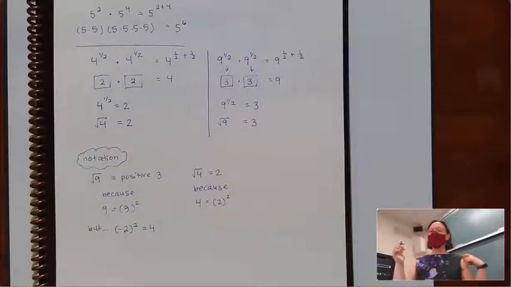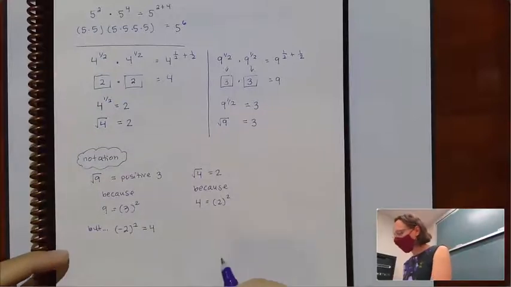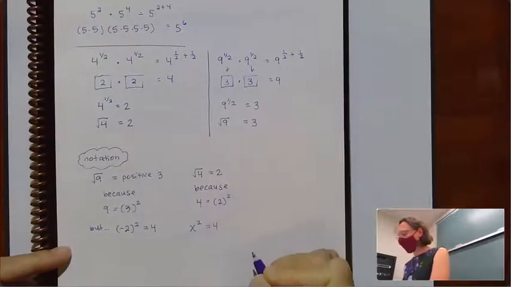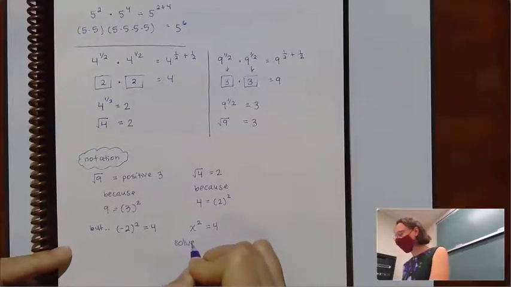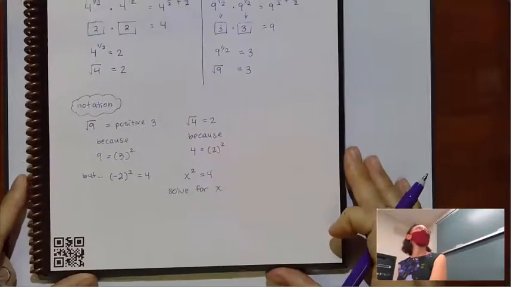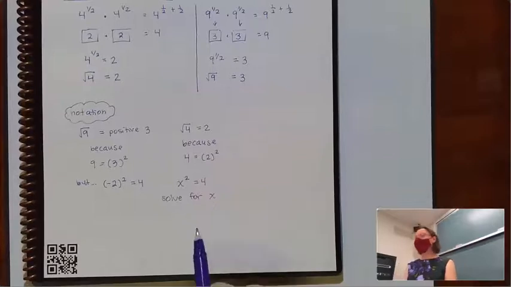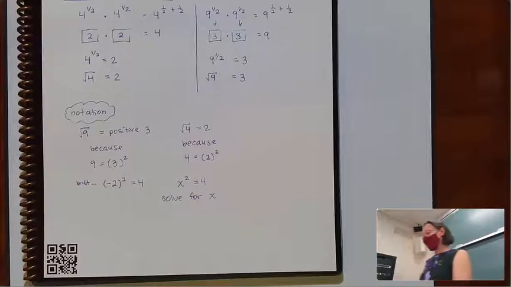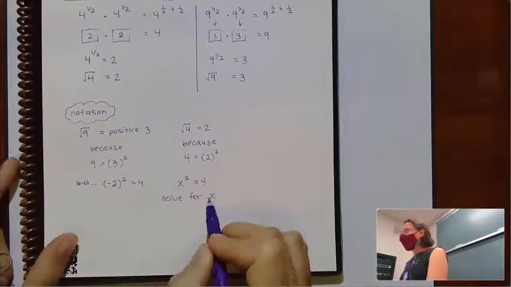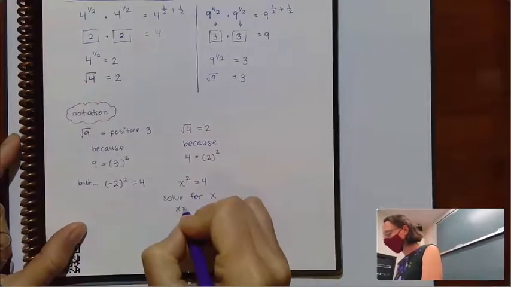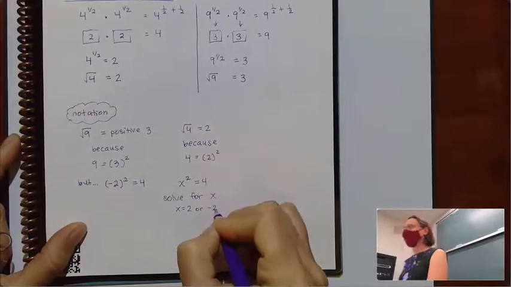So where that plus or minus thing comes into play is if I started with something that looked like x squared is equal to 4, and I was asked to solve for x. This equation has 2 solutions. If I'm solving this equation, I'm going to get that x could be 2 or -2.